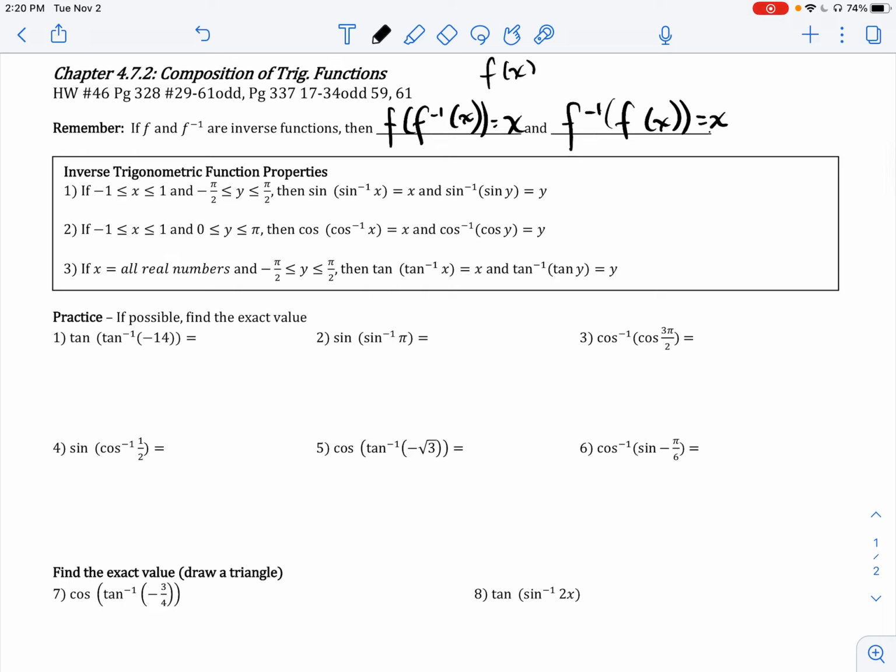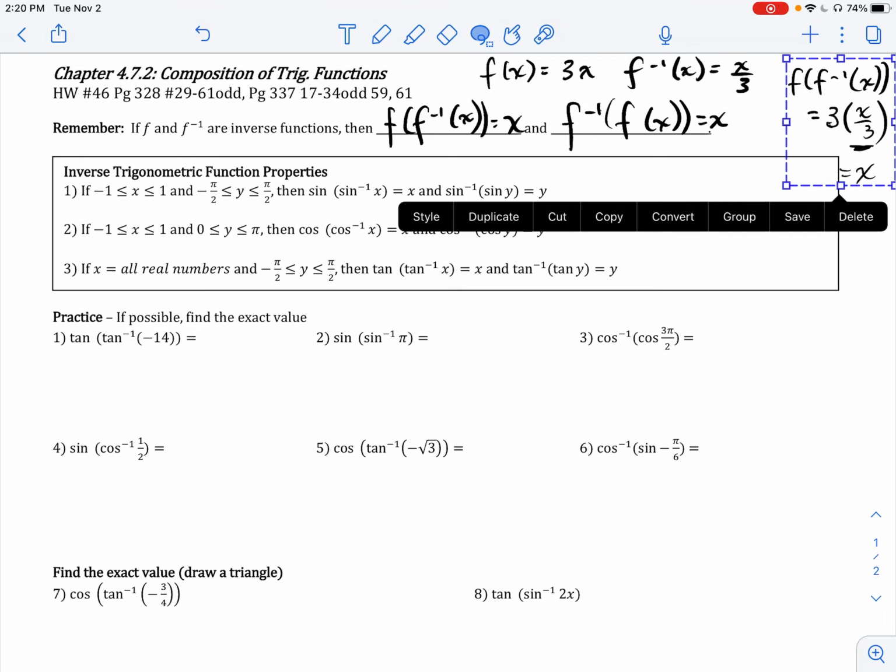So for example, if one function were equal to 3x and its inverse function were equal to dividing by 3, if I were to say f composed of its inverse function, this is one way of saying 3 composed of its inverse function, which is x over 3. Well, this function is dividing by 3, but then you're multiplying by 3, and so it's undoing the operation of that function. That's equal to x. So inverse functions work as undoing the operations of the other. Well, how does that relate with inverse trig functions?